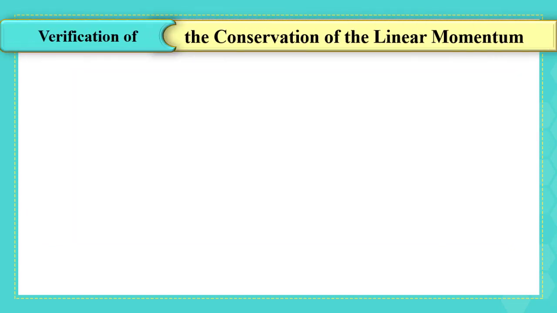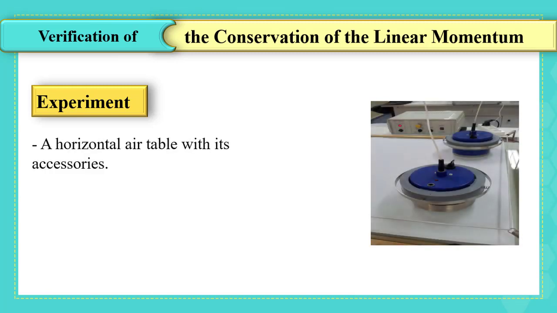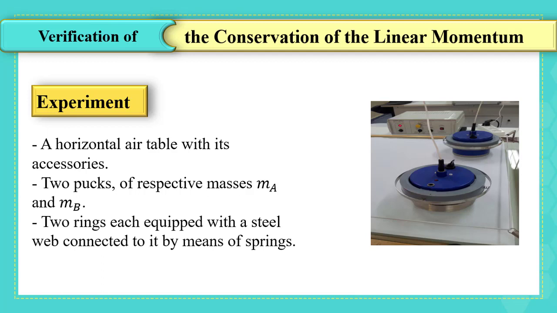You should have watched the previous video about verifying the conservation of linear momentum experimentally. In this part, we are going to re-explain the method in our way. First, we need a horizontal airtable with its accessories, two pucks of respective masses MA and MB, and two rings, each equipped with a steel web connected to it by means of springs.